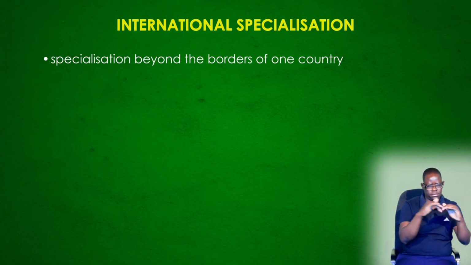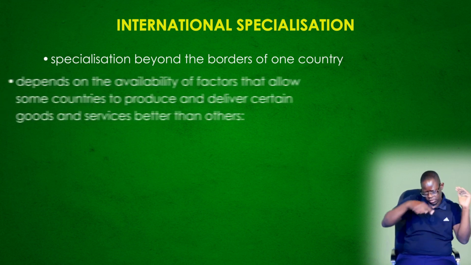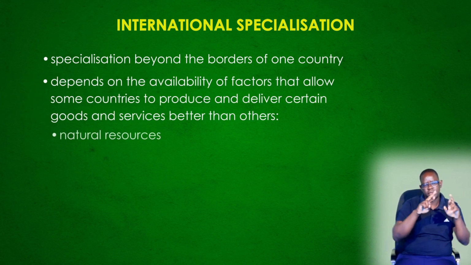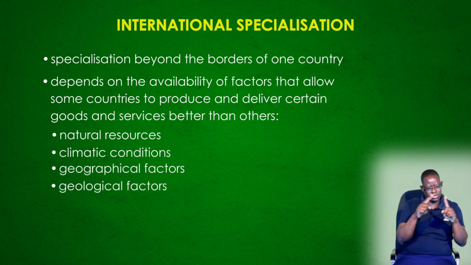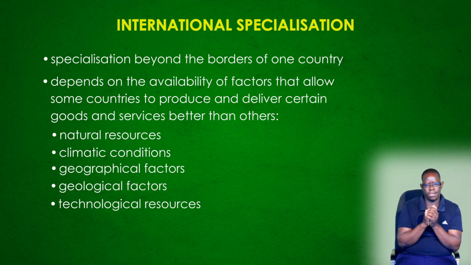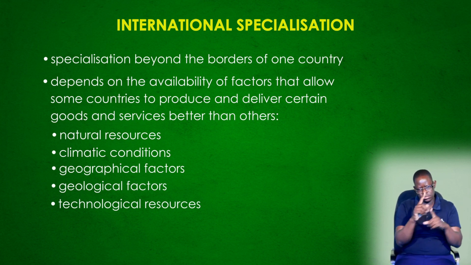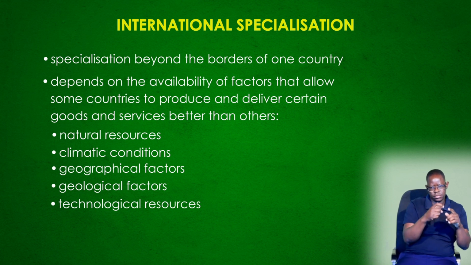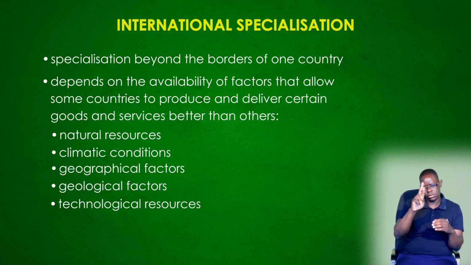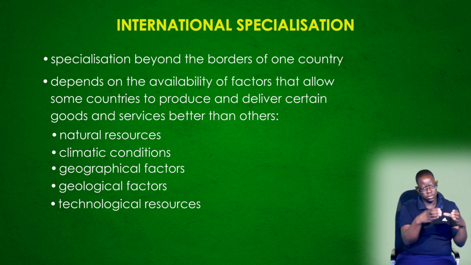Okay. International specialization refers to specialization beyond the borders of one country. This depends on the availability of natural resources, climatic conditions, geographical and geological factors, and technological resources. These factors can allow some countries to produce and deliver certain goods and services better than other countries. For example, Namibia can specialize in uranium mining because we have the raw materials for it, and fishing because we have our own exclusive economic zone of seawater.